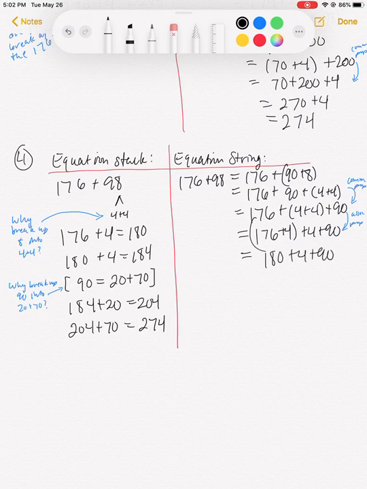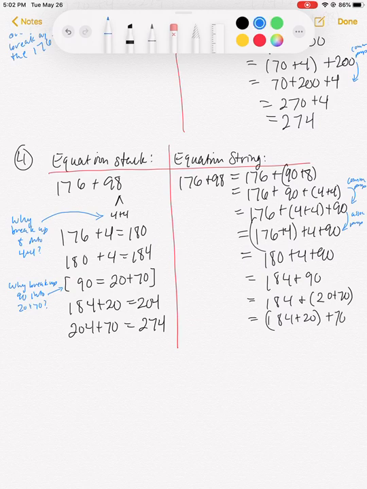Okay. Now we're going to add on the 4 to get 184 plus 90. And then the 90 was taken care of as it was broken up into 20 plus 70. Okay. And then the 184 plus 20 happened first, and then we add on the 70.